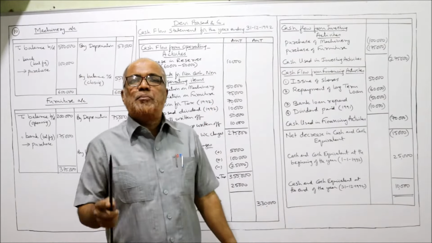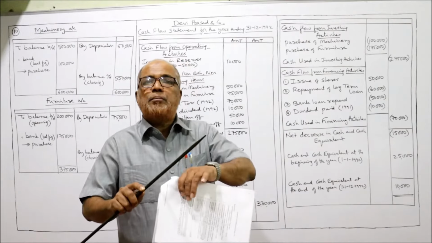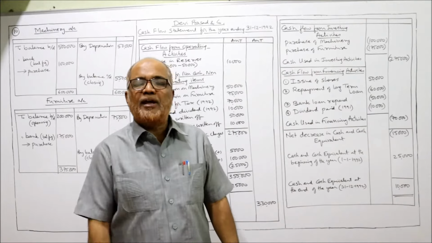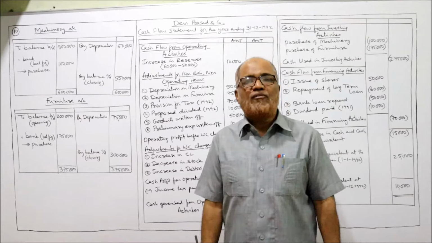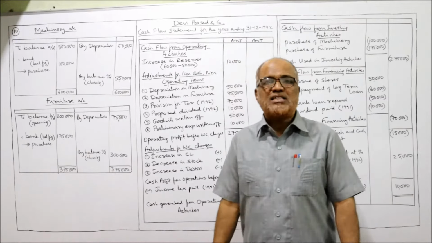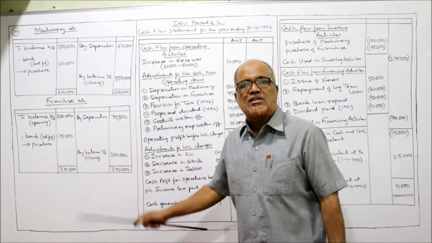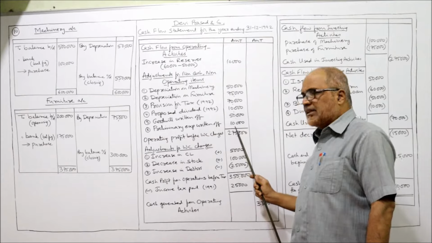It means what? Preliminary expenses were there in the last year. Current year preliminary expenses are not there. That means preliminary expenses are written off. It's a fictitious asset, an imaginary asset. So writing off of a fictitious asset is a non-cash item. Preliminary expense written off 10,000.